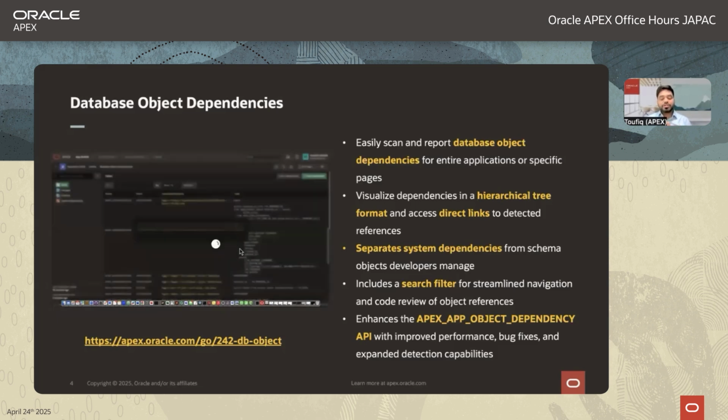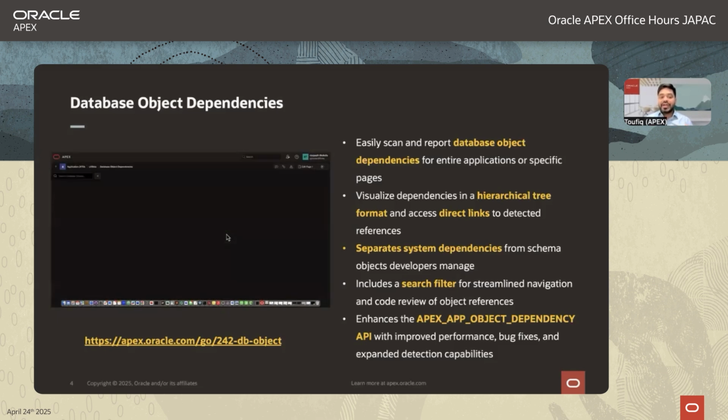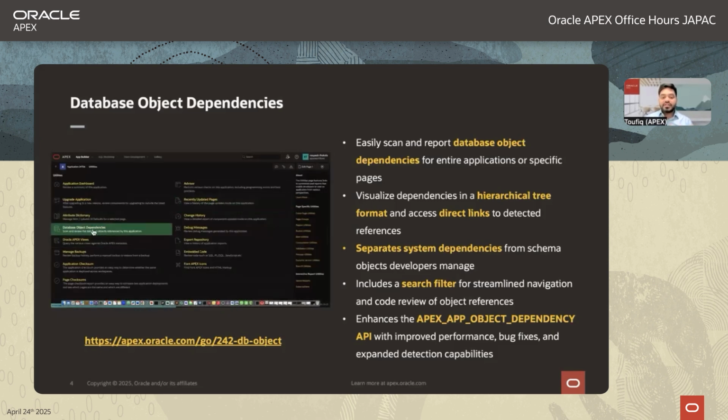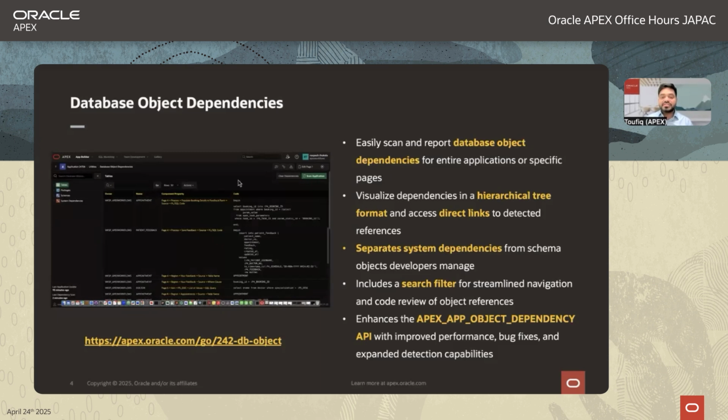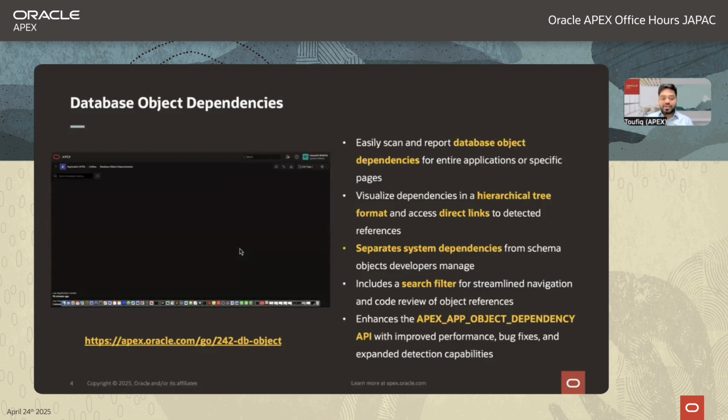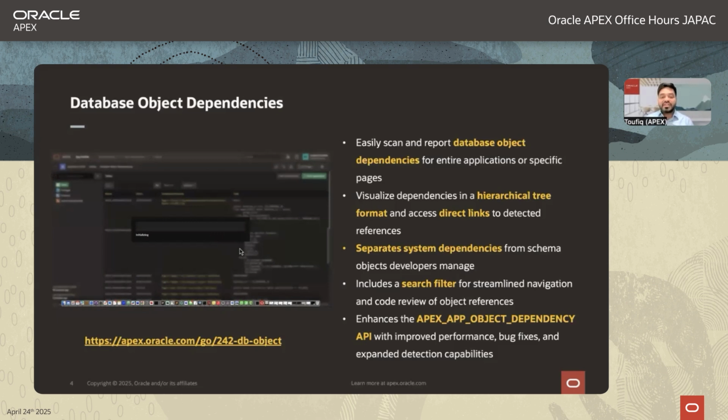And then finally, I'll also talk about the Apex App Object Dependency PL/SQL API, using which you can programmatically find out the dependency report. You can generate this dependency report not just from the UI, but also from PL/SQL code. So let's say you are deploying your application. Usually deployments happen via CI/CD pipelines, via scripting.